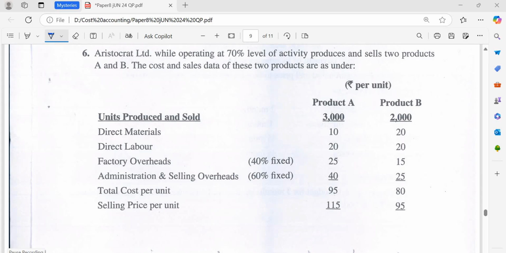So that remaining 30% will be idle capacity. So that is 30% we have as idle. So the units produced and sold, everything they have given, is for 70% only. So direct materials, direct labor, factory overheads, that is 40% fixed, administrative and selling overheads 60% fixed, total cost, and selling price per unit they have given.